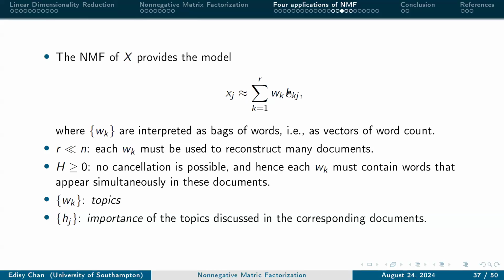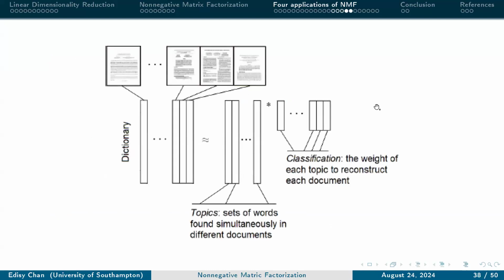So they are like the importance of that topic in this document. But the whole picture is we have many, many such columns with many, many documents like that. If we can solve the NMF problem, then we can extract the topics from those documents and how important they are in each of the documents. Yeah. So the big picture will be like this.